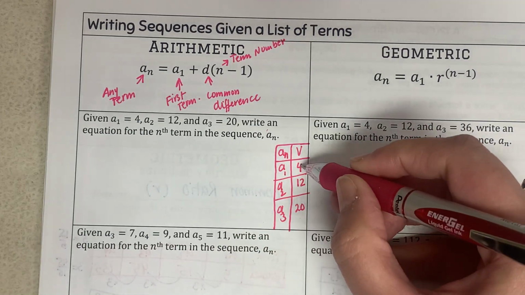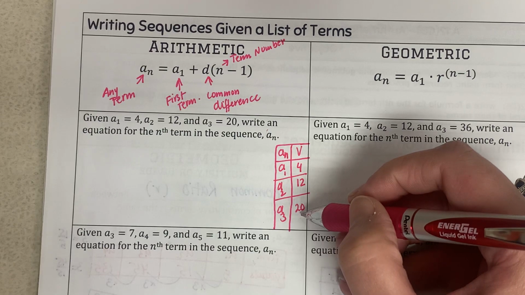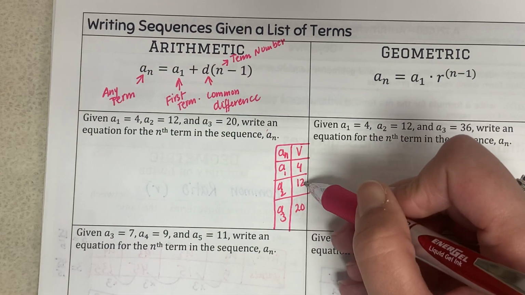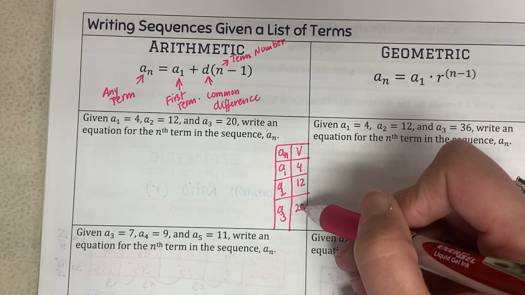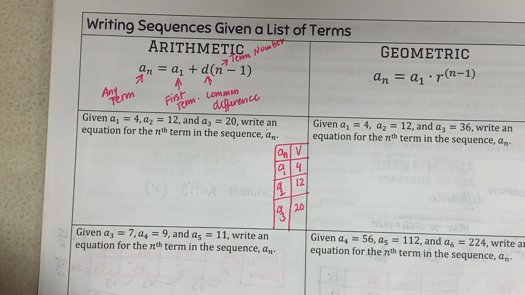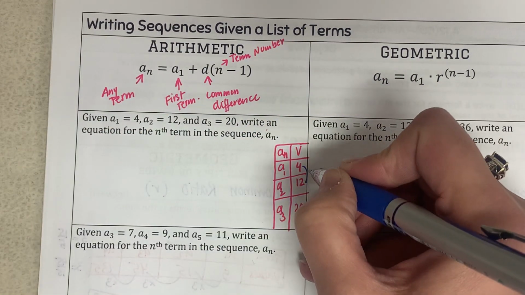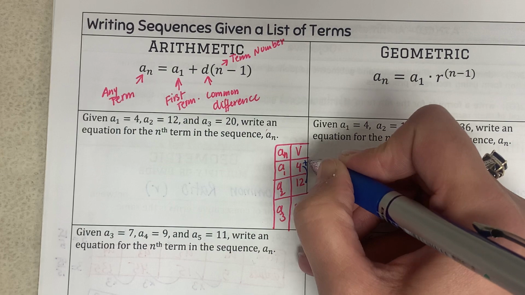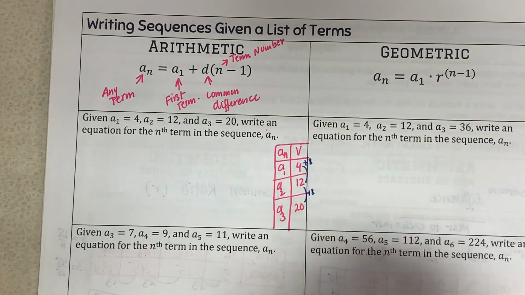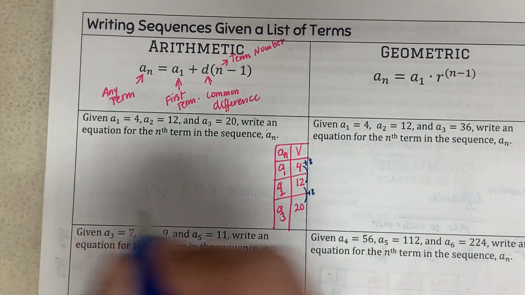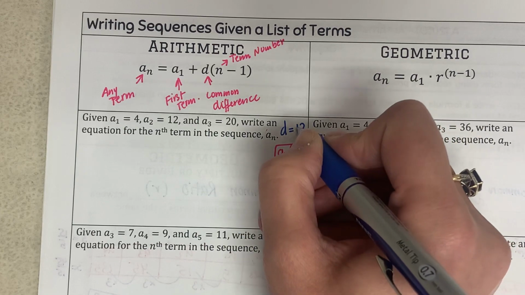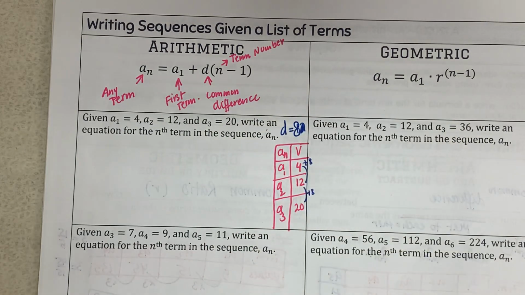Look at the pattern. 4, 12, 20. Are you adding the same number or multiplying? Let's check. 4 times 3 is 12, and 12 times 3 is 36. You're not multiplying. It has to be addition. So it would be 4 plus, what, 8? And then 12 plus 8 is 20. So this is plus 8. So the common difference is positive 8. Common difference is 8.